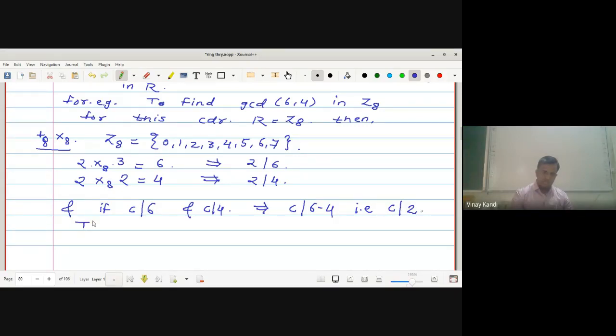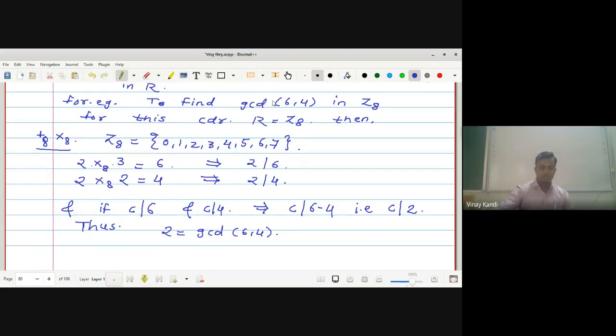So thus 2 is equal to the GCD of 6 and 4. Take C equal to 2. 2 divides 6, 2 divides 4. That implies 2 divides 6 minus 4, that is, 2 divides 2. Thus 2 is the GCD of 6 and 4 by the definition of GCD of A, B.